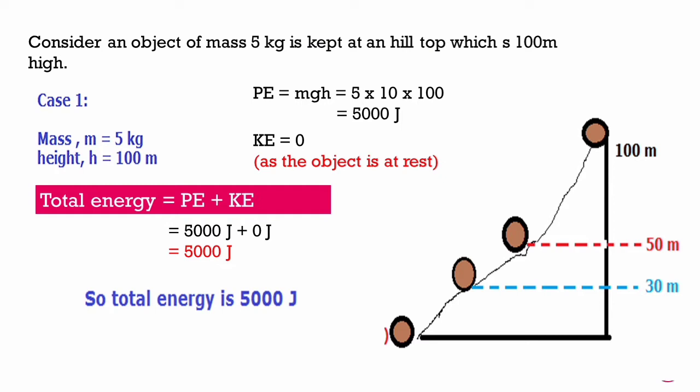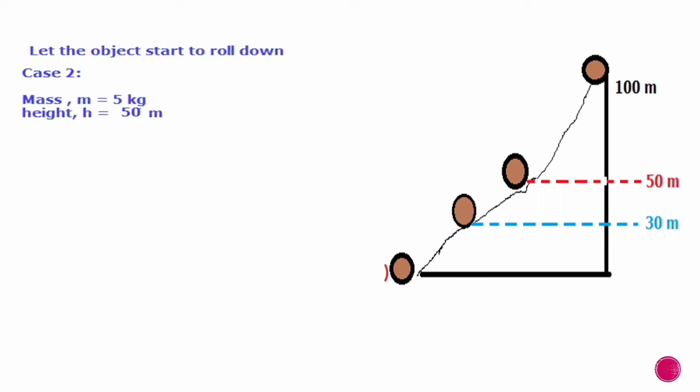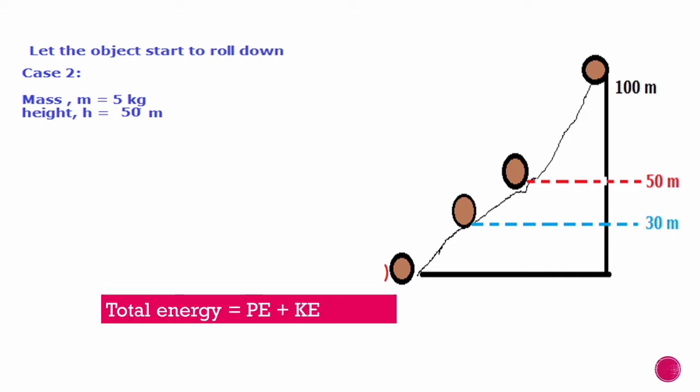Now let the object start to roll down. After rolling down, it has reached a height of 50 meters. What will be the potential energy of the object now? It will be mgh. So 5 into 10 into 50, which is 2500 joules.